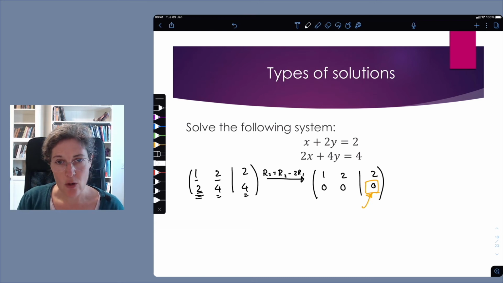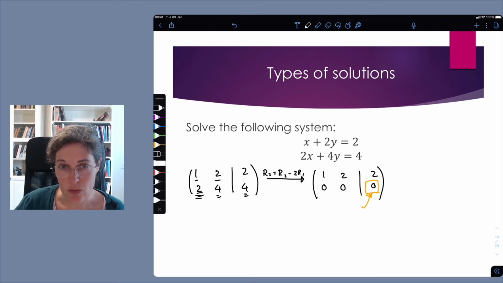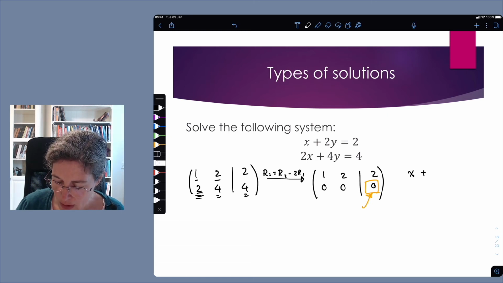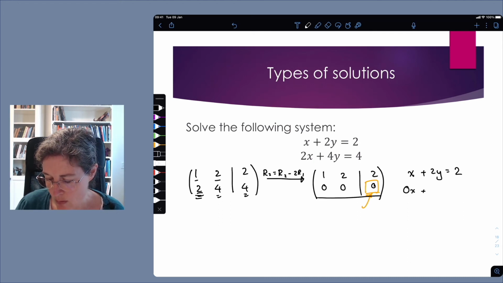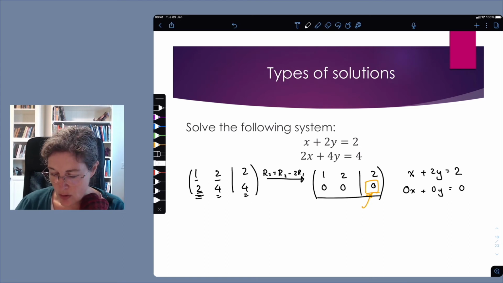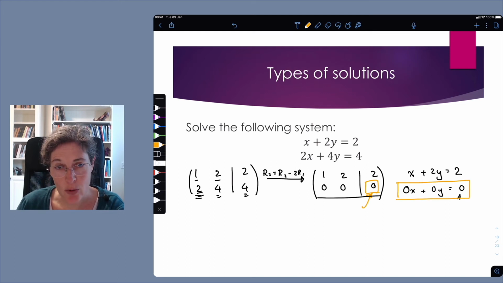So thinking about the equations that this augmented matrix represents, this represents x plus 2y is equal to 2, and this equation says 0x plus 0y is equal to 0. Now in our previous situation, we didn't have a 0 here. We had some number and it was never true. But now we have the opposite situation, because this is always true. No matter what values of x and y you put in here, you're always going to have this equation be true.